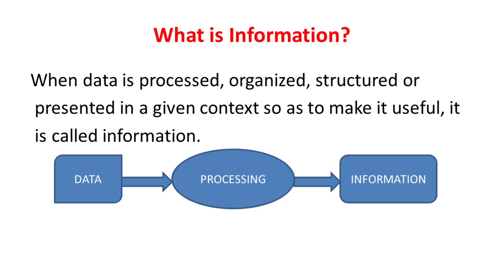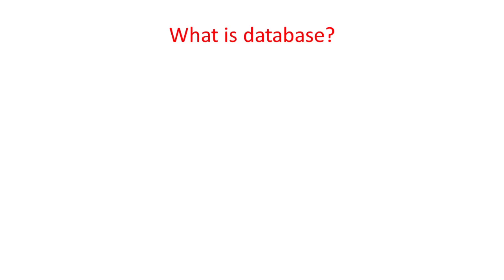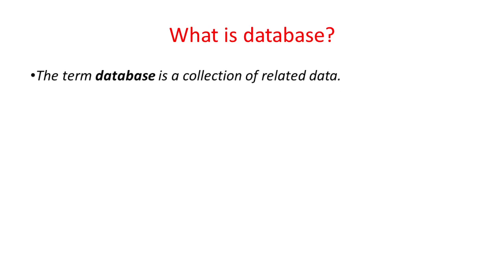After knowing what is data and information, the next important definition is database. A database is a collection of related data. If I consider student data, the database will contain student name, age, phone number, whatever data is related to the student, only that data will be stored inside this database. So I can define database as a collection of related data.